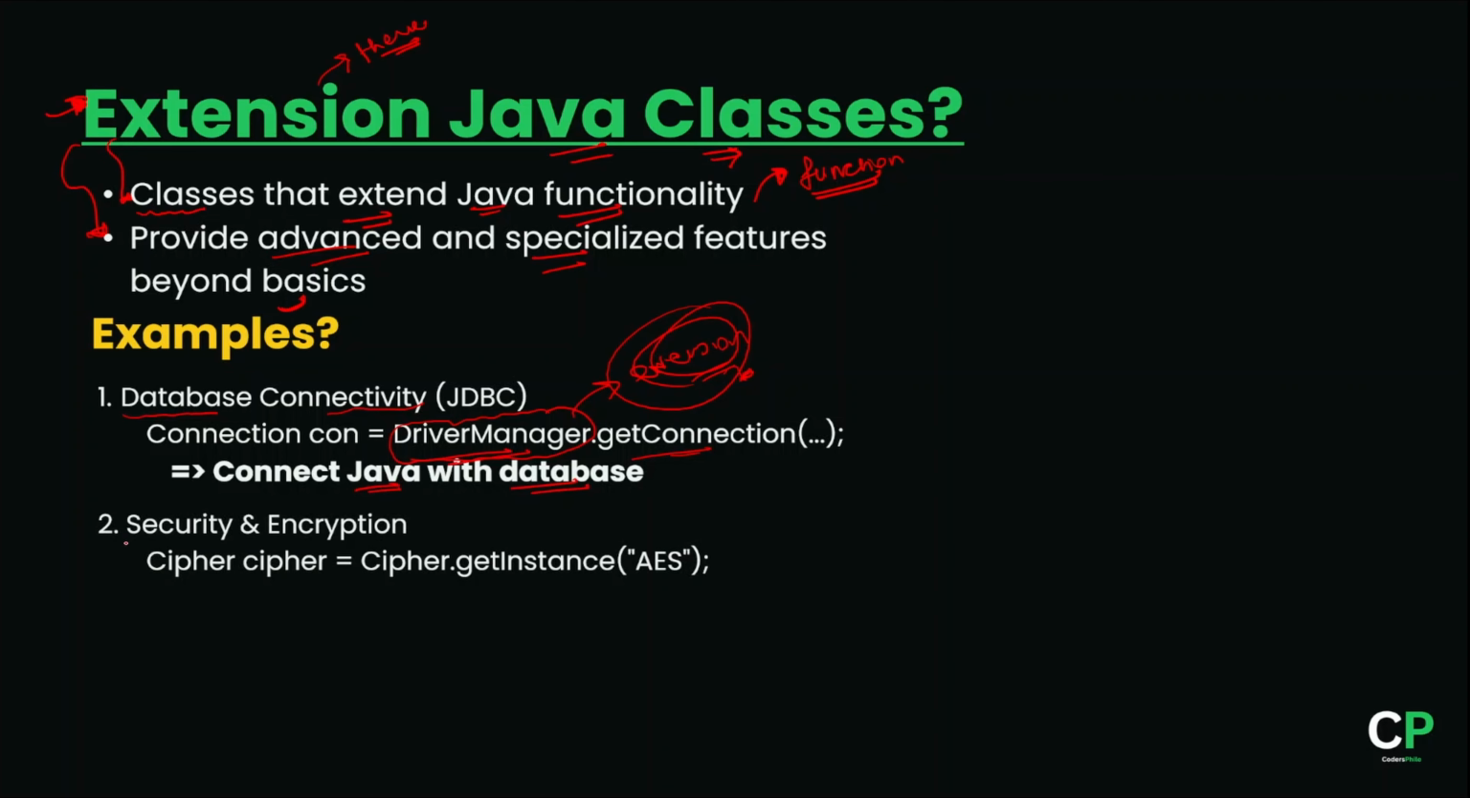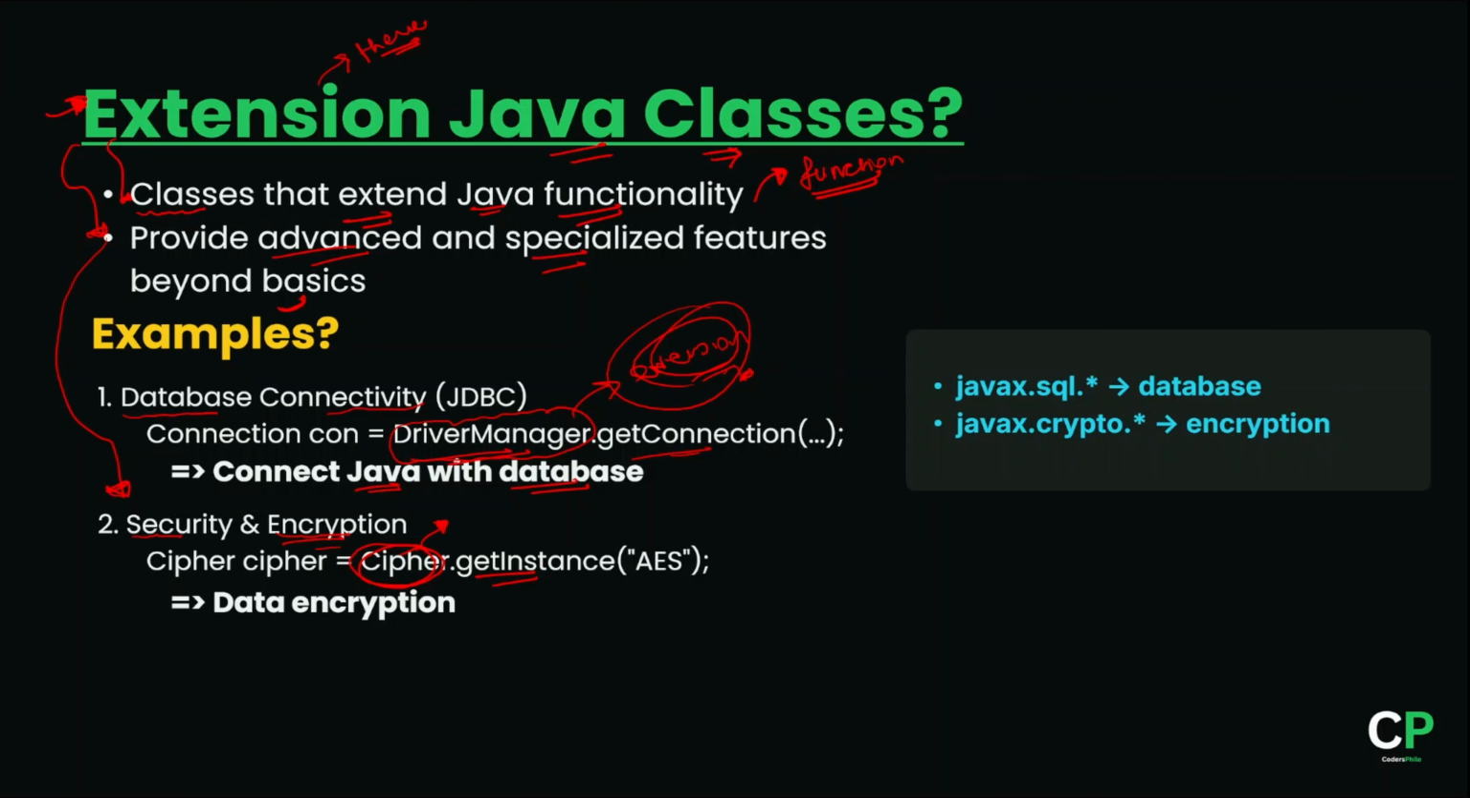And the second example is security. Security and encryption are not basic features, they are specialized features. For these specialized features, there are some extension Java classes. This is the Cipher class, which is a type of extension Java class used for encryption and decryption. Some more examples of extension Java classes are javax.sql and javax.crypto. One is used for encryption, the other for the database. These are all types of extension Java classes, and they are not always available. We need to import them.